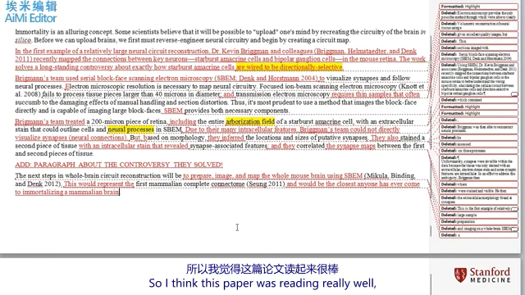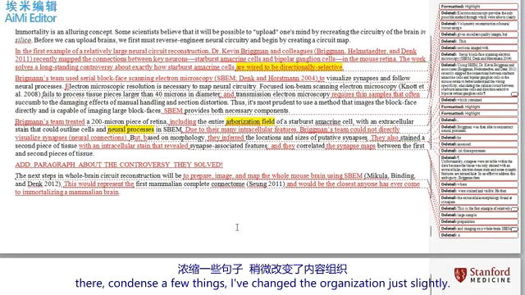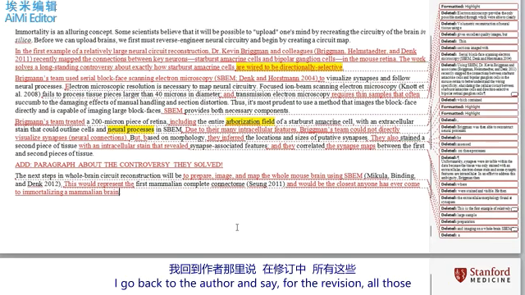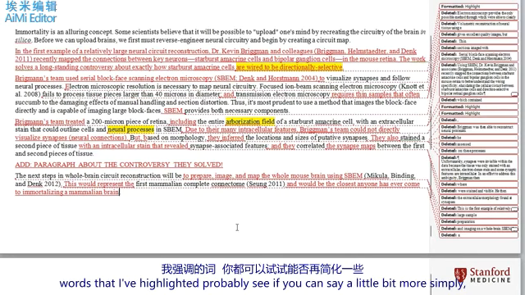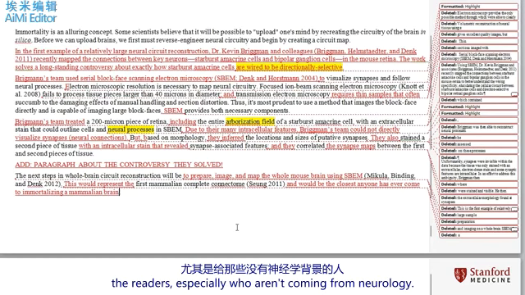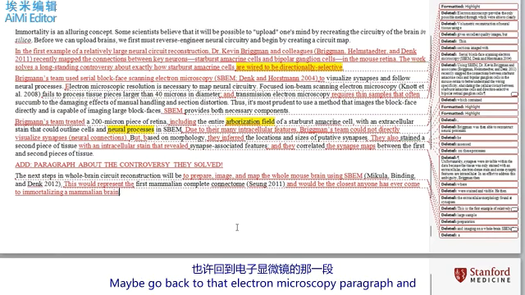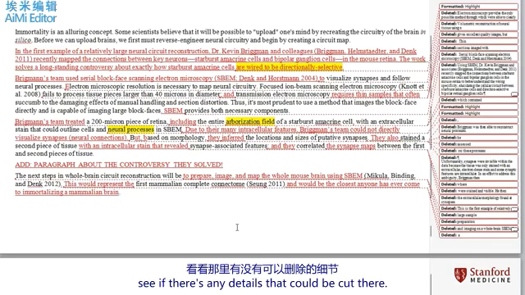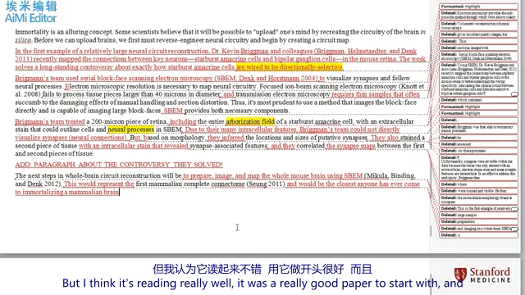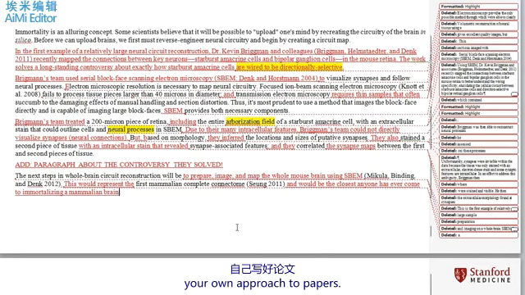So I think this paper was reading really well. I've done a few little things to streamline the writing here and there, condense a few things. I've changed the organization just slightly. I'd go back to the author and say, for the revision, all those words that I've highlighted, see if you can say it a little bit more simply, or in passing give a little definition for the readers, especially who aren't coming from neurology. Add a paragraph about the controversy that was solved. And other than that, there's not too much else to do on this one. Maybe go back to that electron microscopy paragraph and see if there's any details that could be cut there. But I think it's reading really well. It was a really good paper to start with, and hopefully going through the editing process like this has been helpful for your own approach to papers.